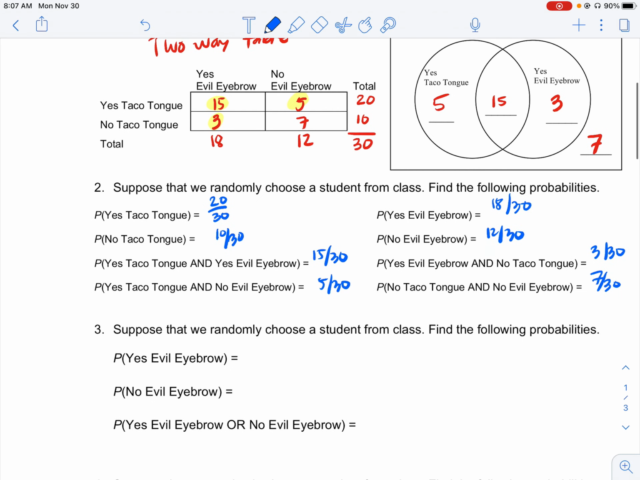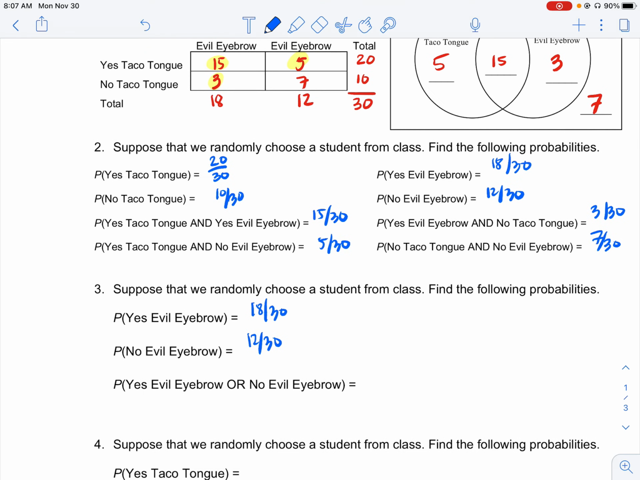All right, moving on. Suppose that we randomly choose a student from class. Find the following probabilities. Yes, evil eyebrow. So that's can do evil eyebrow, so this is just 18 out of 30. It's repeated, right? And the next, no evil eyebrow is 12 out of 30.